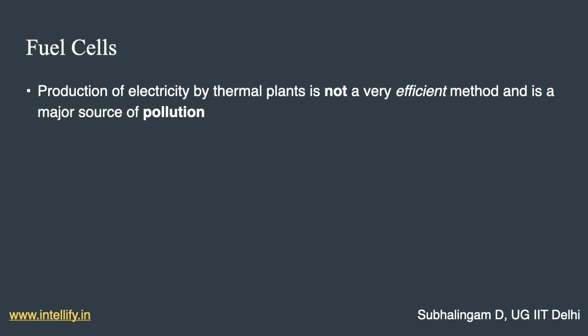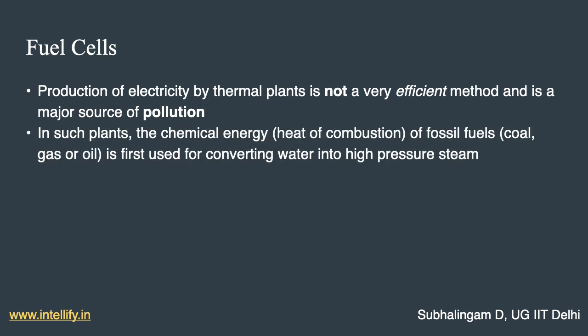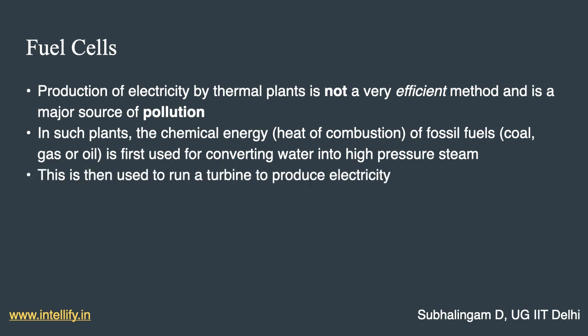So now let's look at fuel cells. Production of electricity by thermal plants is not a very efficient method and is a major source of pollution. In such plants, the chemical energy, that is heat of combustion of fossil fuels like coal, gas or oil, is first used for converting water into high pressure steam. This is then used to run a turbine to produce electricity.